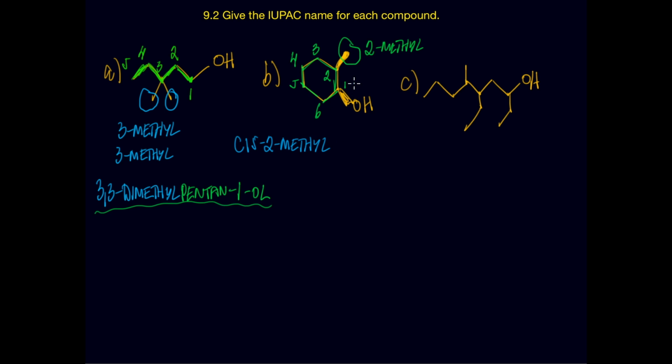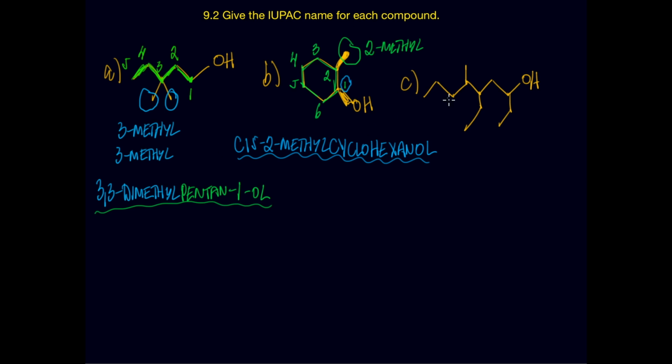So there's actually no numbering here for the carbon 1. Cyclohexan-1-ol, we don't need to say that, it would be cyclohexanol. All right, so that's the IUPAC name for part B.